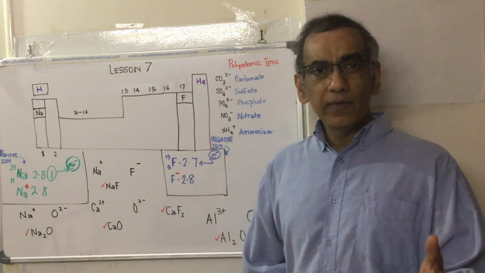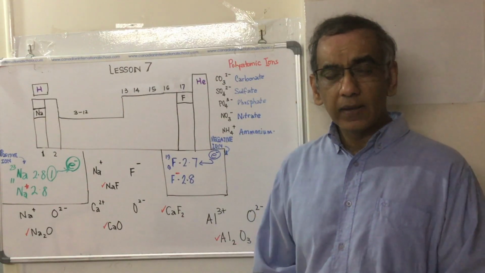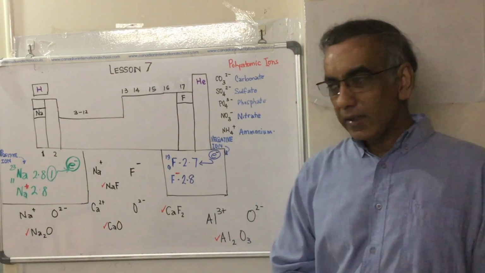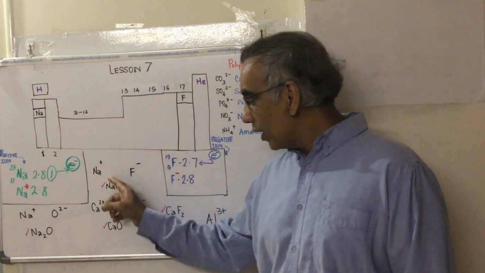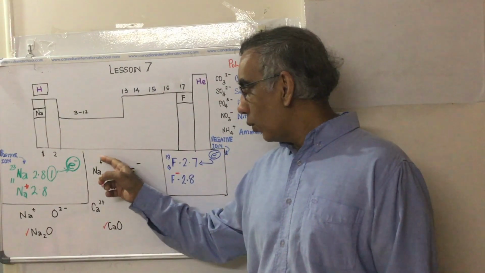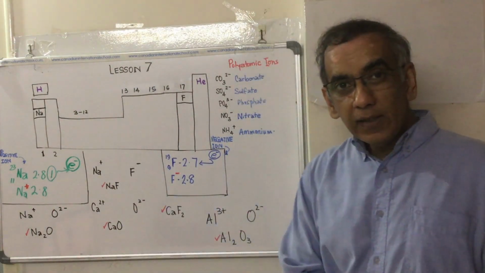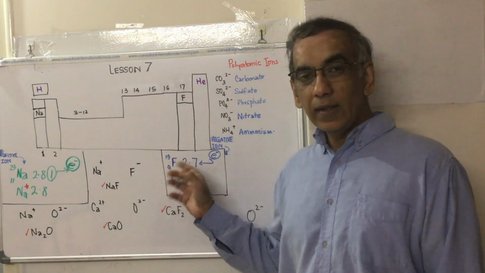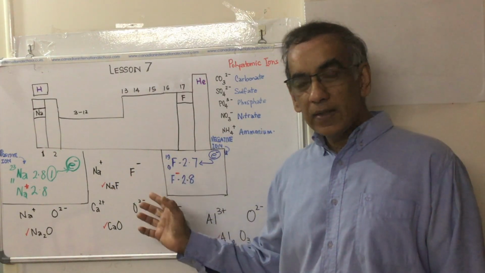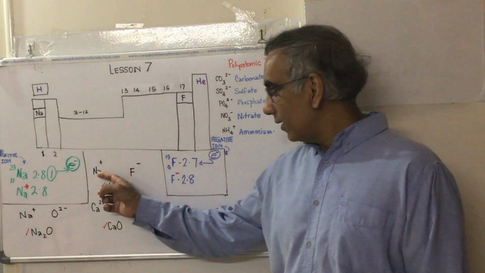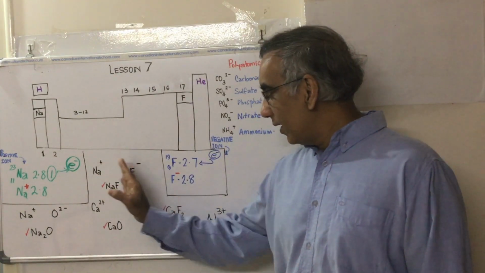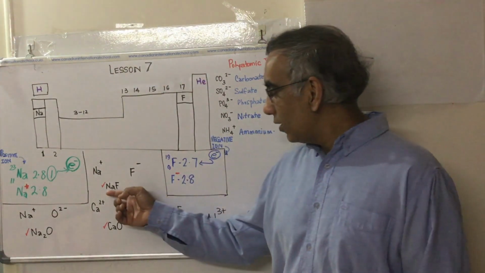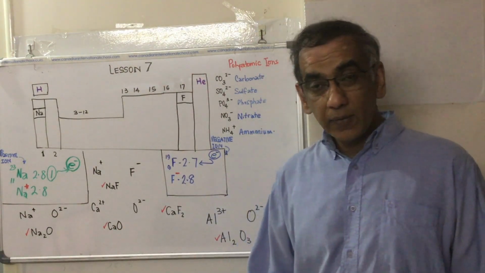Now when you have to write the formula of an ionic compound like sodium fluoride, what you need to have in mind is simply that the valency or the charge on sodium is 1+ and the valency or the charge on fluorine is 1-. With these two valencies, Na would combine with F, and each of these would neutralize or cancel each other, and then you get the formula NaF.